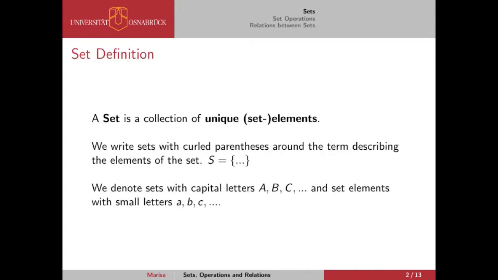What is a set? A set can be understood as a collection of unique elements, meaning that each element is different from the other elements. Formally, sets are written with curly parentheses. So you have the parentheses and inside of them you have the elements that are inside of this particular set. When dealing with sets, one usually writes them with capital letters, while the elements of the set are usually denoted with small letters. These are already the basic building blocks for sets.